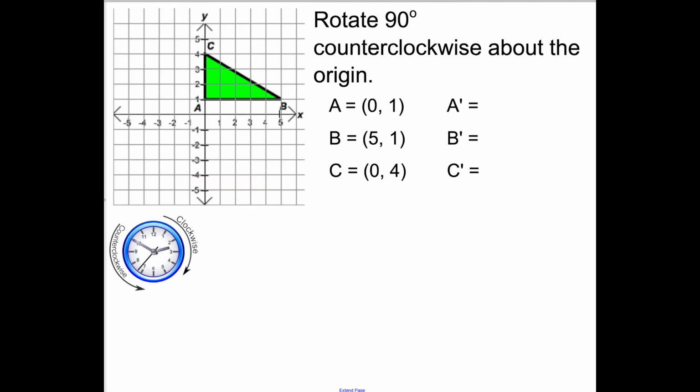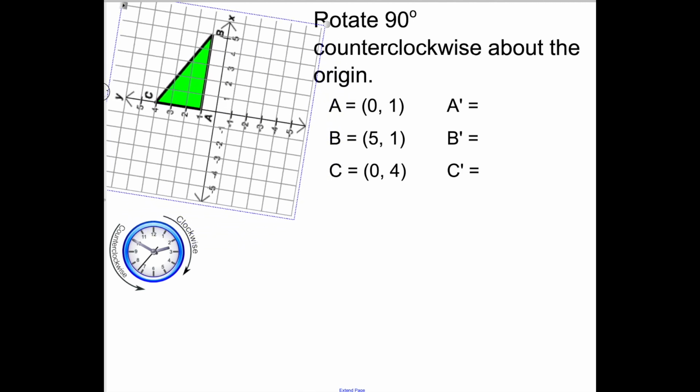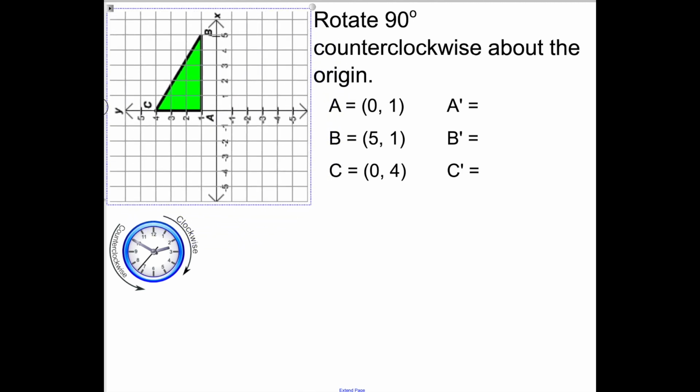All right, let's take a look at another one. So now we're going to go 90 degrees counterclockwise. So again, we put our finger on the origin, and I'm going to turn 90 degrees, so we're going from 12 to 9. We're going against the direction the clock usually goes, and we're going to do the exact same thing. So we have A was at 0, 1. It's going to go to negative 1, 0.